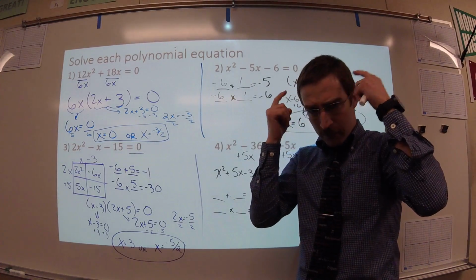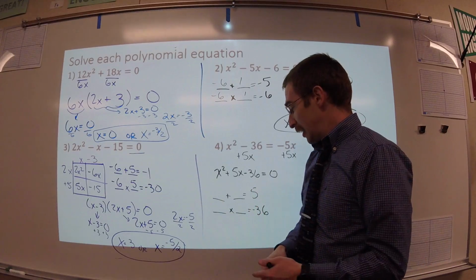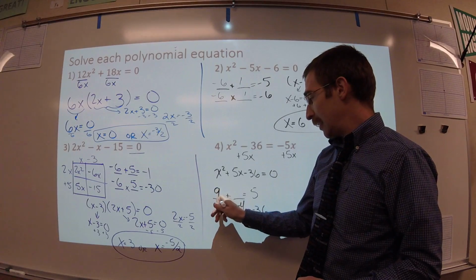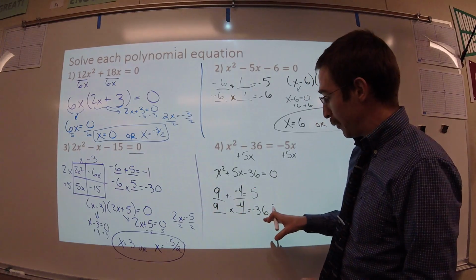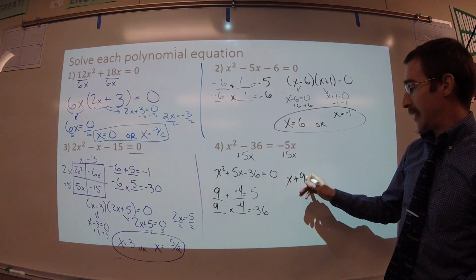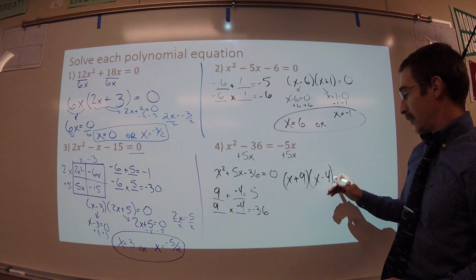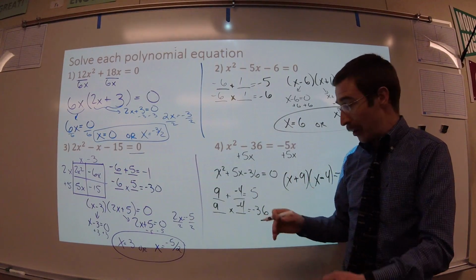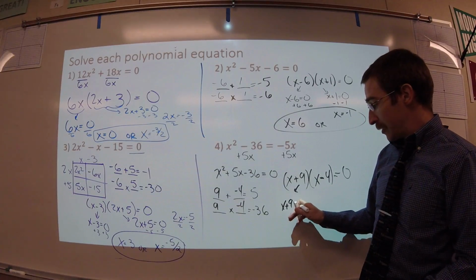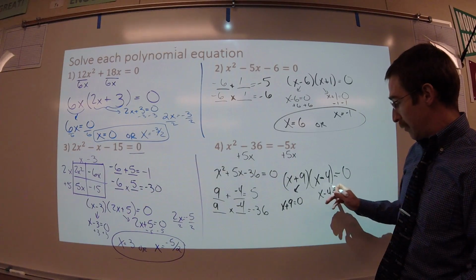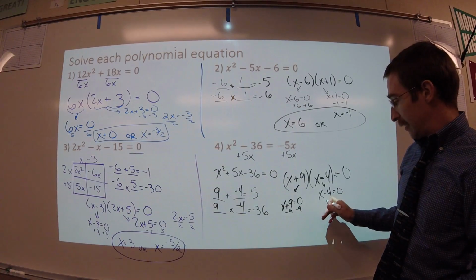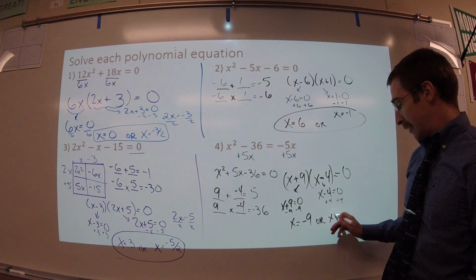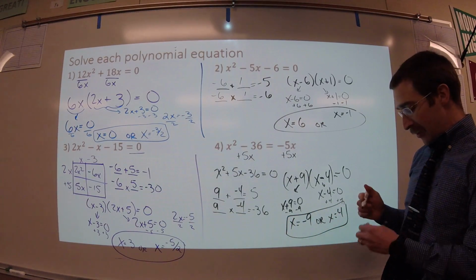Think about it. Process it in your noggin. What did you get? You should have gotten a 9 and a -4. That adds to 5 and multiplies to -36. So that means x plus 9 times x minus 4 equals 0. And then we just zero product property it up. x plus 9 equals 0, x minus 4 equals 0. Subtract 9, add 4. x equals -9, or x equals 4. Got the answer.